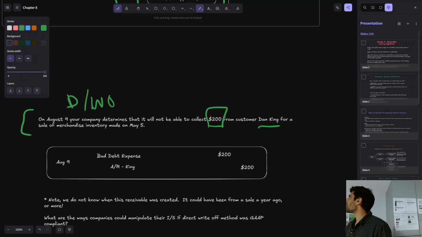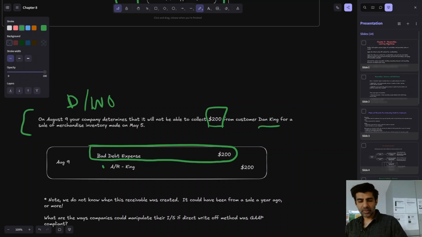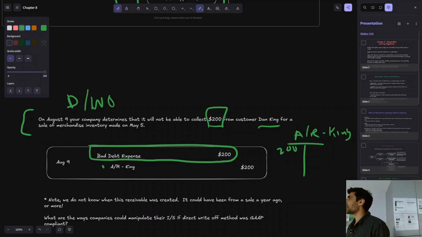Dan King called us up and he's like, I'm going out of business or whatever. So at that time, we know exactly who is not going to pay us, and what the amount is. So now we can directly write it off. We'll take a bad debt expense of $200 and we'll reduce this guy's account receivable, because before we had account receivable King, we were sitting happy thinking we're going to collect 200 bucks from this guy. We had an asset worth $200, but now this guy calls us up and we're not going to collect it. So this asset needs to go to zero.